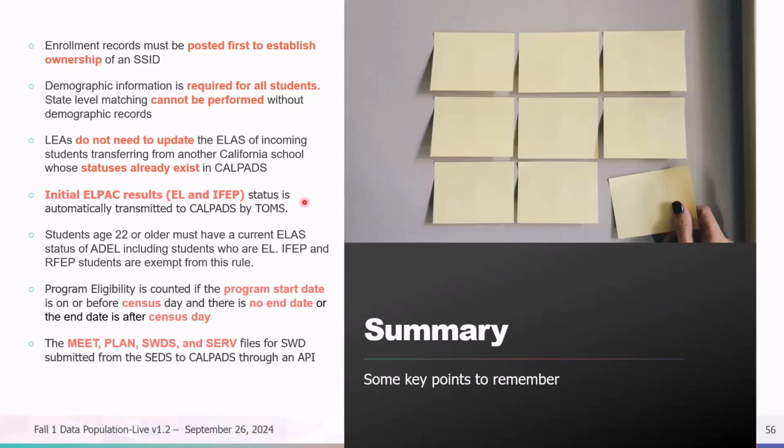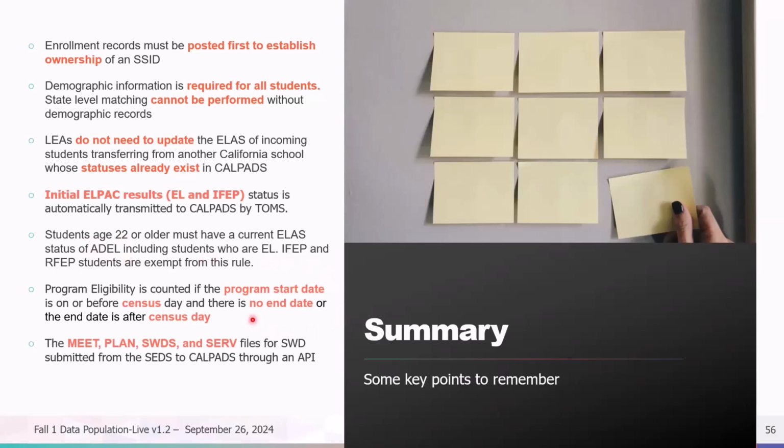Next, the initial LPAC results of EL and IFEP. Those statuses are sent automatically to CALPADS from TOMS with no action needed on your part. Students aged 22 years or older must have a current ELA status of ADEL, that's Adult English Learner, including students who are EL. The IFEP and RFEP students are exempt from this rule because IFEP and RFEP are the English proficient designations and are the results of the LPAC. The ADEL status is an English learner status for adults and is the status we give when age restrictions make students ineligible for LPAC testing.